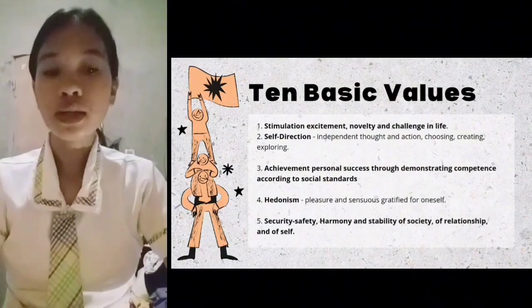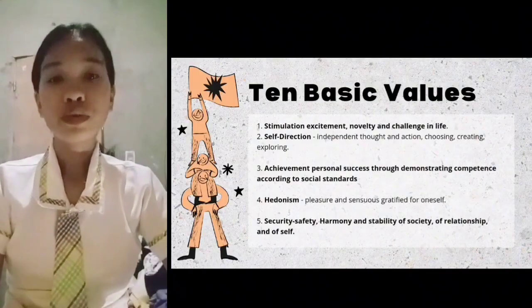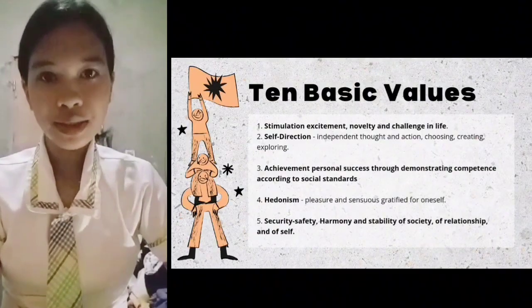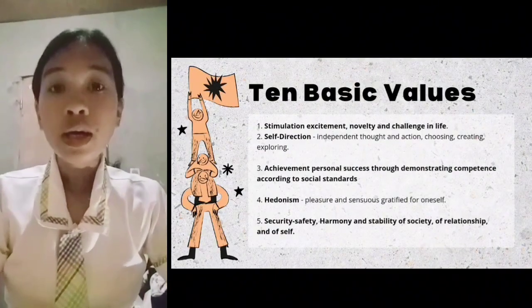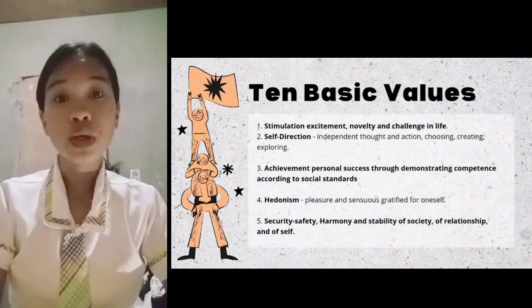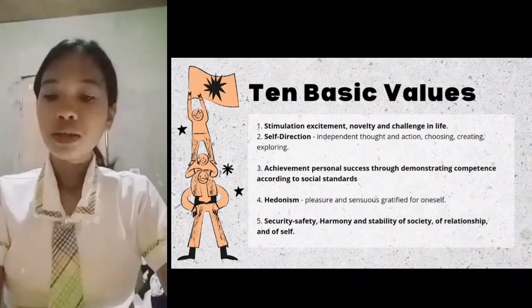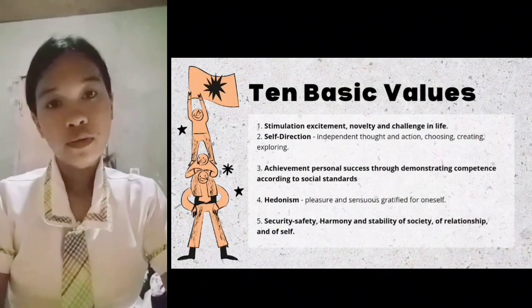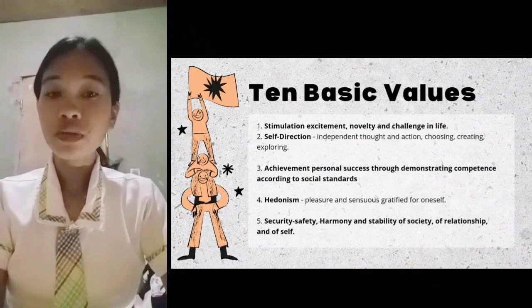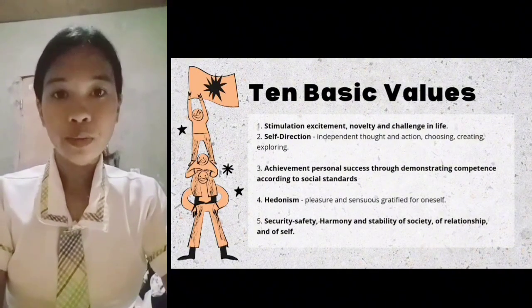Next is achievement: personal success through demonstrating competence according to social standards. It is centered around our ability to establish goals, standards, and expectations according to one's abilities and skills. Next is hedonism. Hedonism is a philosophical and ethical view that emphasizes the pursuit of pleasure and the avoidance of pain as the highest good. The last one is security: the basic values of safety, harmony, and stability in the context of society, relationships, and oneself, centered around the importance of maintaining a peaceful, predictable, and protective environment.